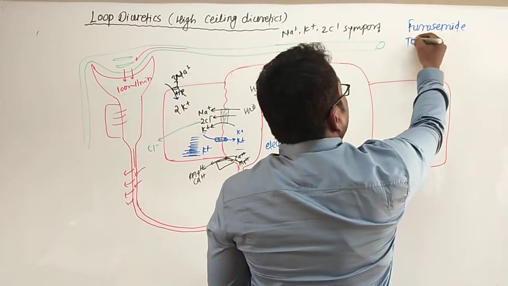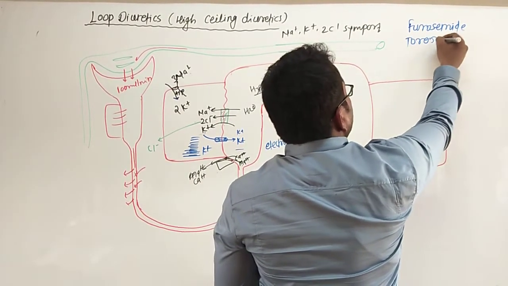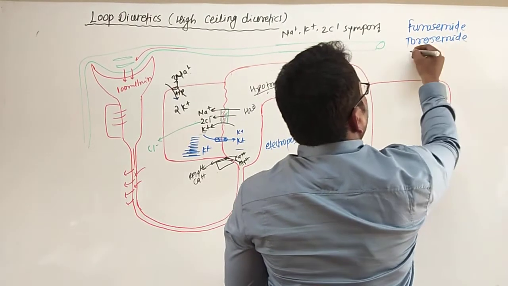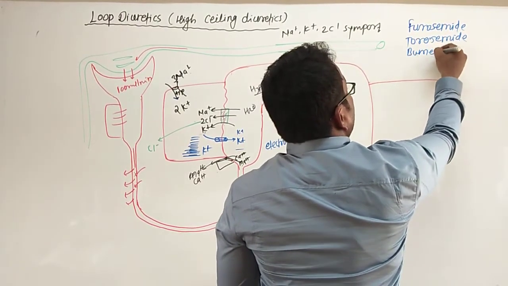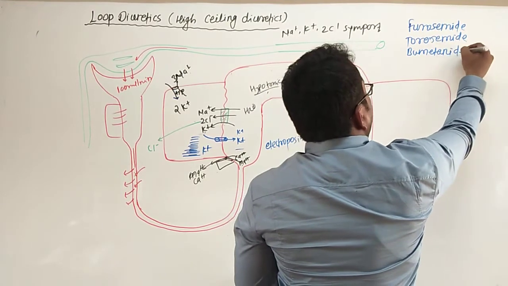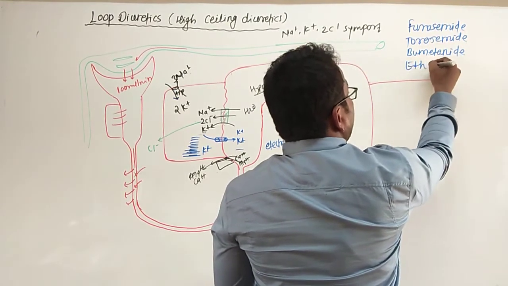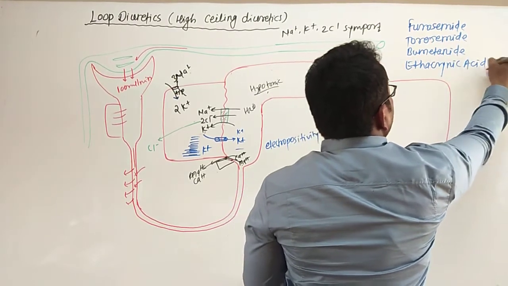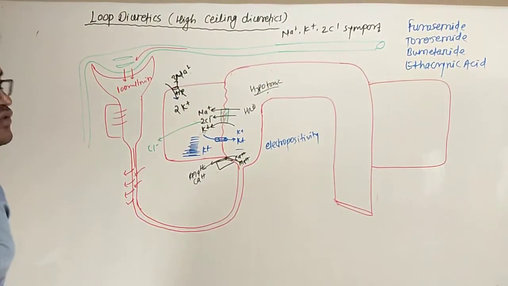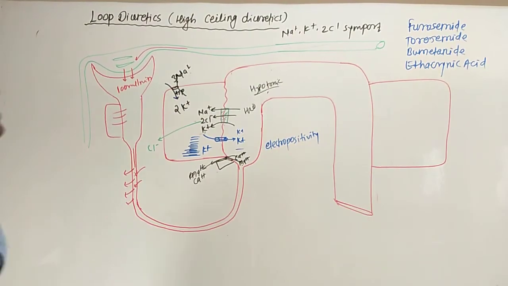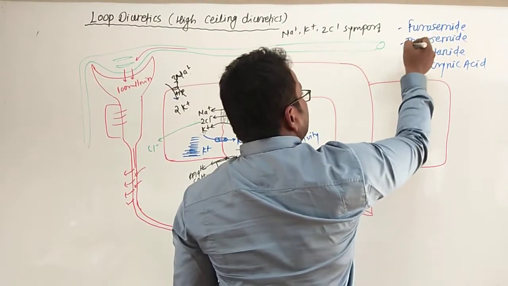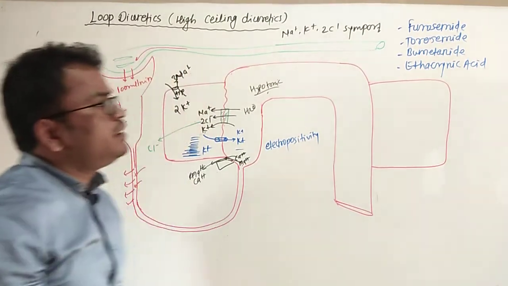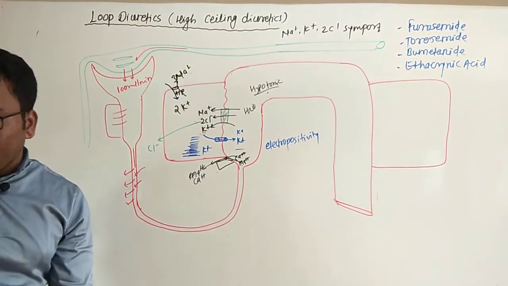Second one is the torsemide, third is bumetanide, and fourth one is the ethacrynic acid. This is the fourth loop diuretic. These are the examples of the loop diuretics: furosemide, torsemide, bumetanide and ethacrynic acid.